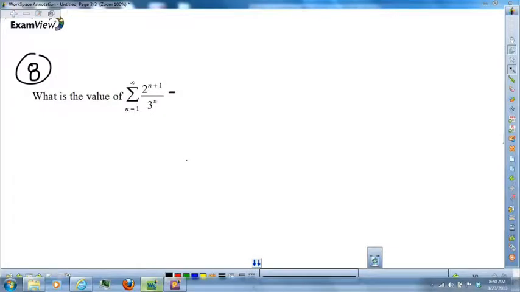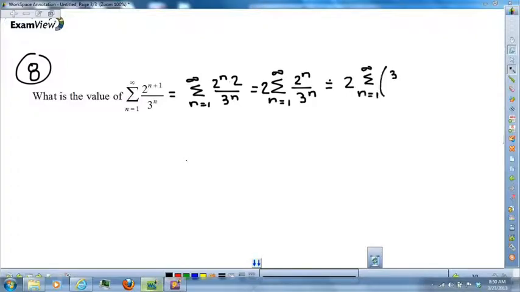For number 8, they want us to find the sum. Notice that it almost looks like a geometric series, so we're going to try to simplify this. I can write 2 to the n plus 1 as 2 to the n times 2, and then I can factor out the 2 because that's a constant, and I get 2 to the n over 3 to the n. Now I have a geometric series, and because r is less than 1, I know that it's going to converge.